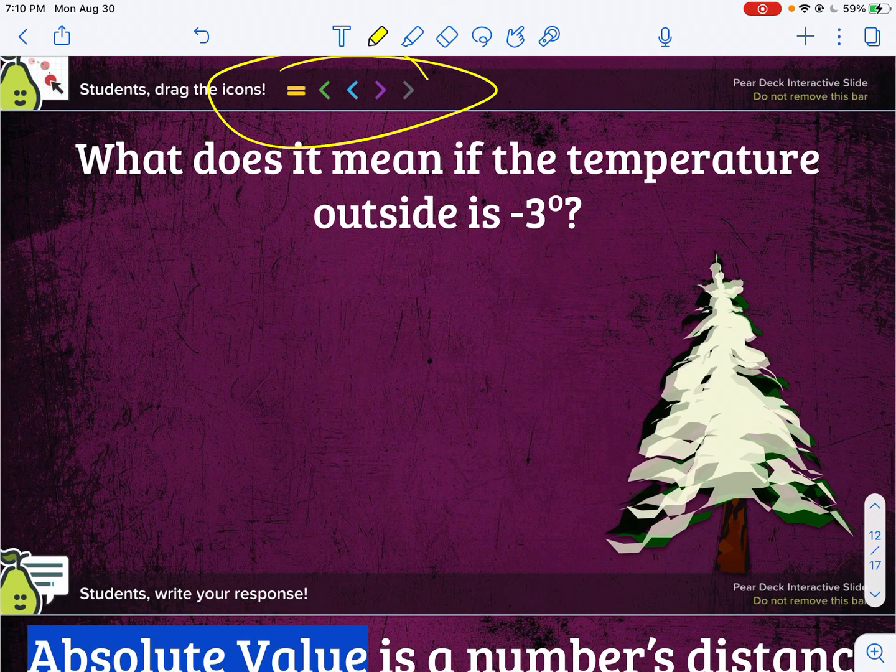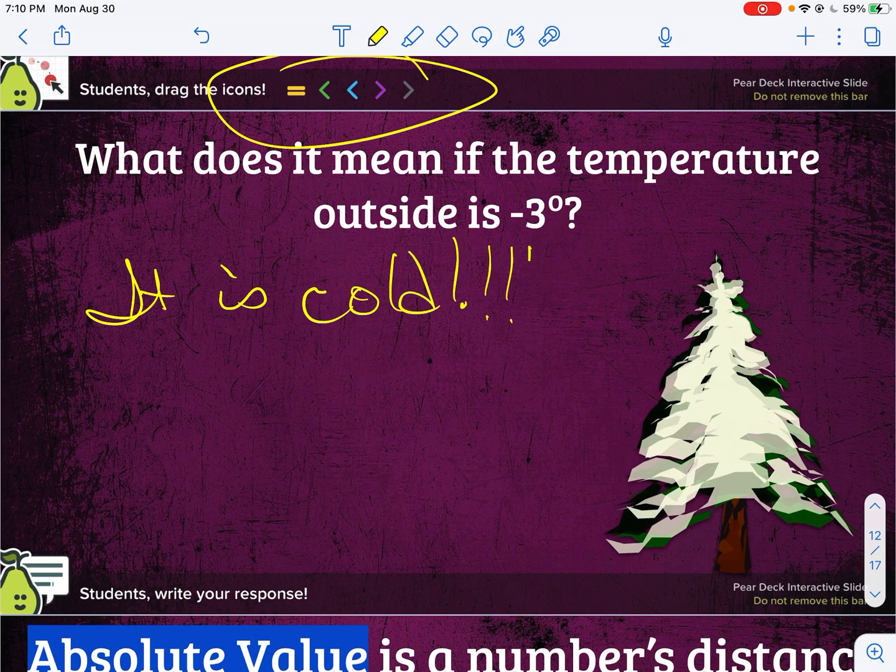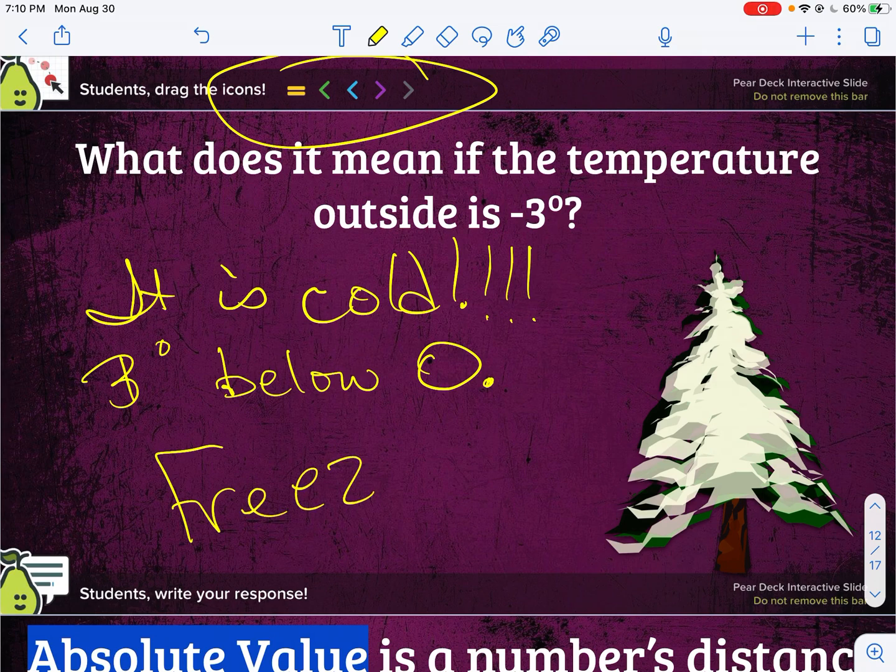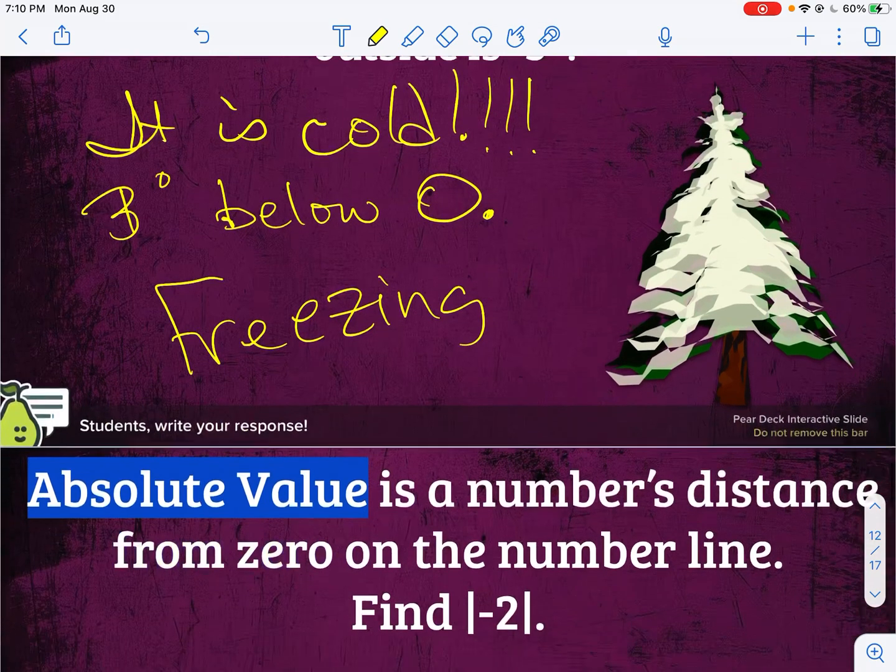What does it mean if the temperature outside is -3 degrees? It is cold. 3 degrees below 0. Freezing. Okay.